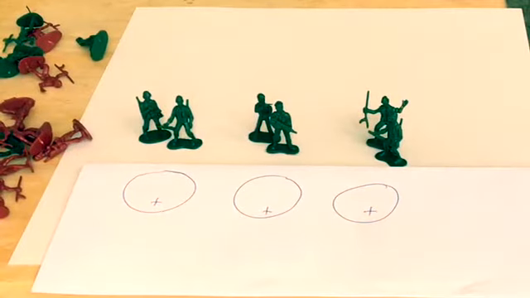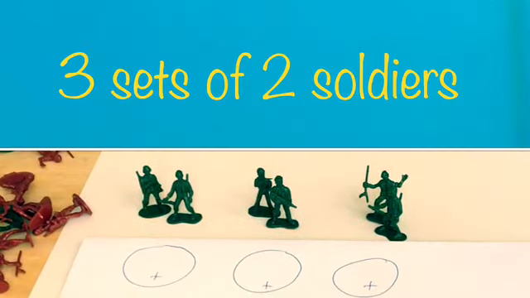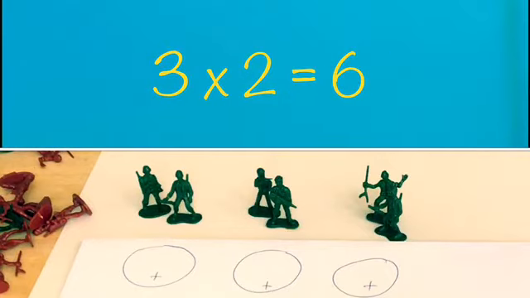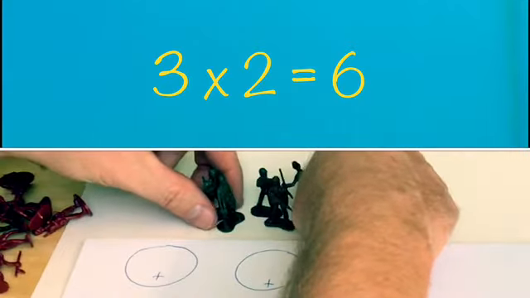What do you see here? Well, you should see 3 positive sets of 2 positive soldiers. So basically what I have is 3 sets of 2 soldiers, or 3 times 2, which equals 6.